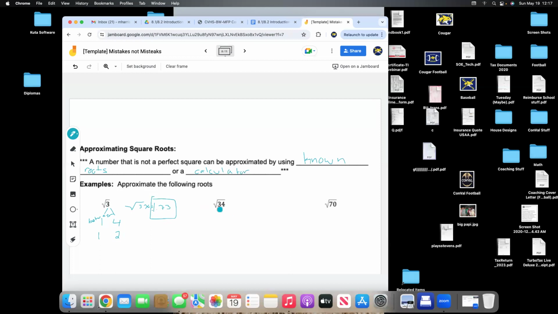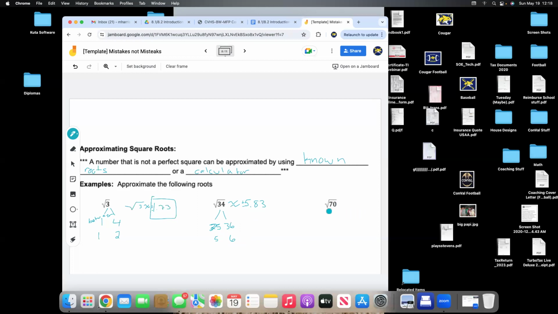Okay. Square root of 34. 34 is between 25 and 36, those are both perfect roots. Square root of 25 is 5. Square root of 36 is 6. So we know it's going to be roughly between 5 and 6. You plug it into the calculator, and you get approximately, again, that approximate symbol comes into play, 5.83. So plus or minus 5.83.